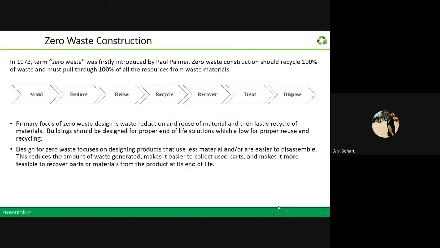This concept of zero waste has been introduced by Mr. Paul Palmer in 1973. What it represents is a chain of actions. First, we need to focus on avoiding the use of new materials. The next step is to try to reduce it. If not, then reuse, recycle, recover, treat, and the last option is to dispose. At the end, if nothing can be recovered or reused, only then should we go for disposal of the material. As it is written, the primary focus of zero waste design is waste reduction and reuse of material.